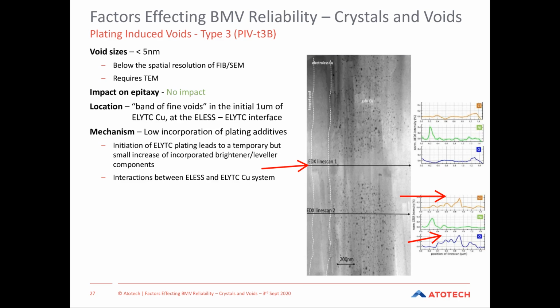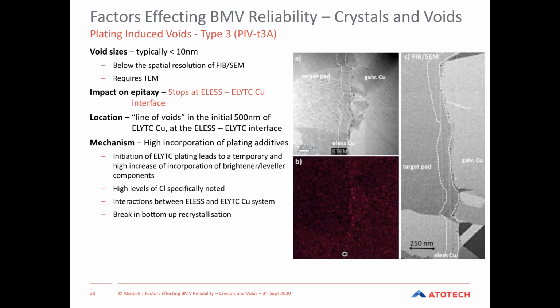I do hasten to say that this is a low level of incorporation in this case, but unfortunately, there is another system which is exactly the same mechanism, but the co-deposition is much higher, to the point where you definitely do get a break in epitaxy. So you pin the grain boundaries to stop the diffusion coming through, and you then see, as you can see in this image, the band of voids forming on top of the electroless layer and prior to the electrolytic plate.